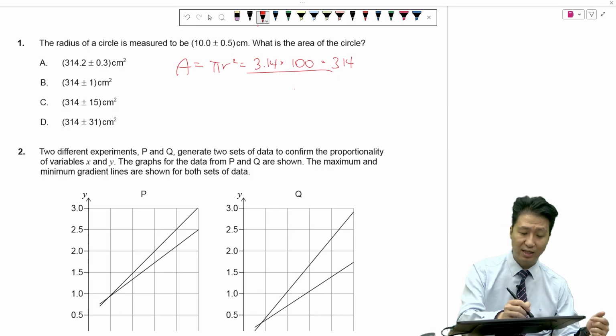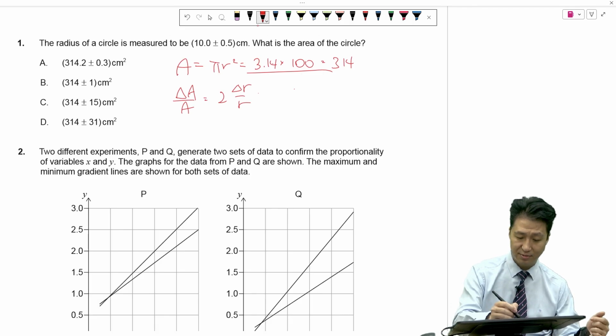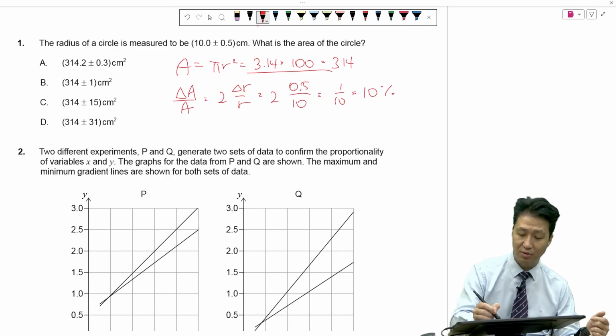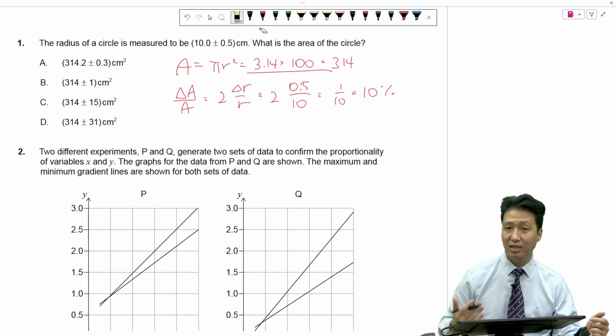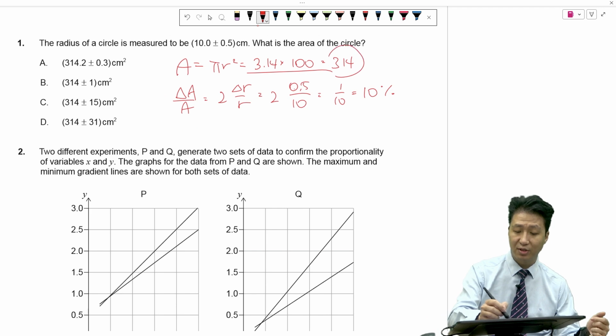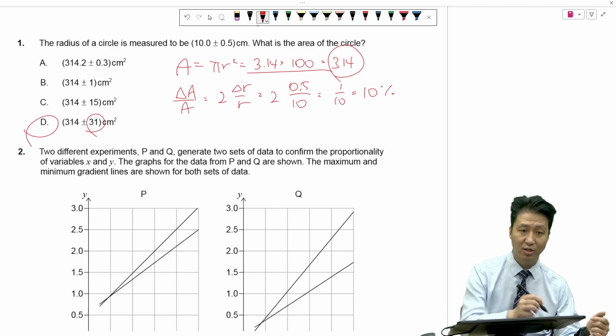Next, to get the uncertainty, we get the relative uncertainty. Absolute uncertainty of the area over the area is equal to 2 times, because of the square, the absolute uncertainty of the radius divided by the radius. The uncertainty of the radius was 0.5. The radius is 10. This brings us to 1 over 10, which is 10% uncertainty for the area. But this is still relative uncertainty. It's 10% of 314, so the uncertainty would be plus or minus 31. The answer is D.